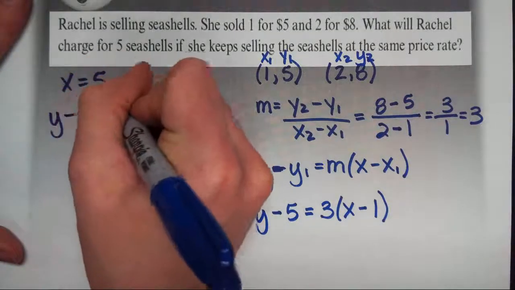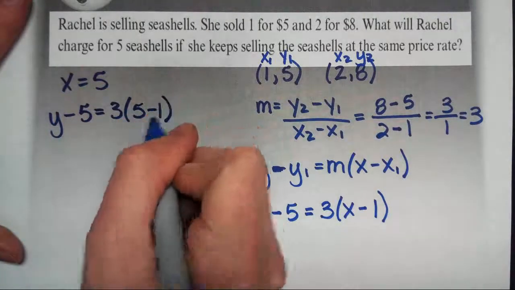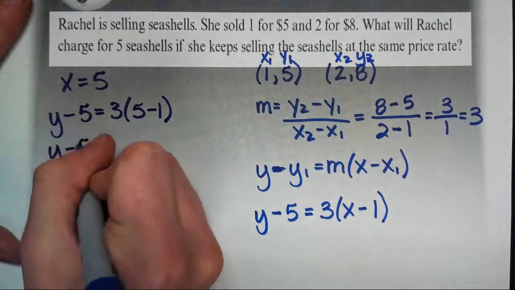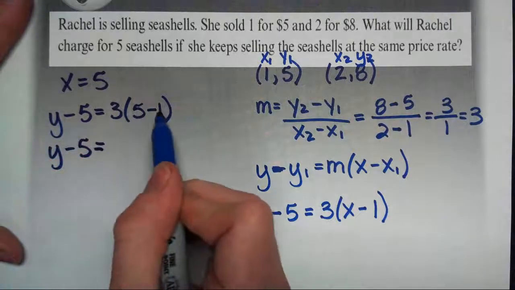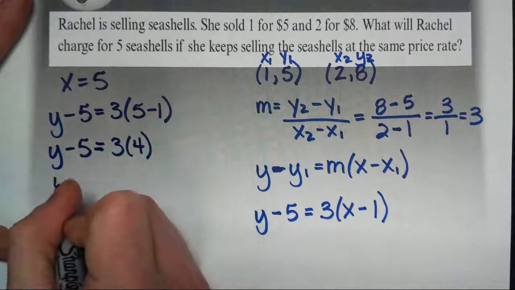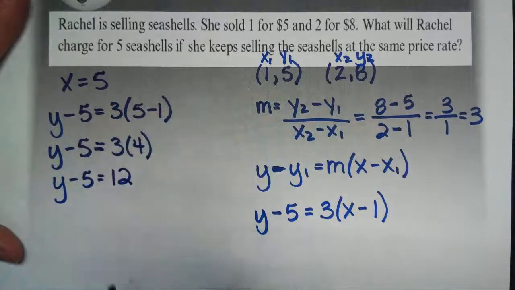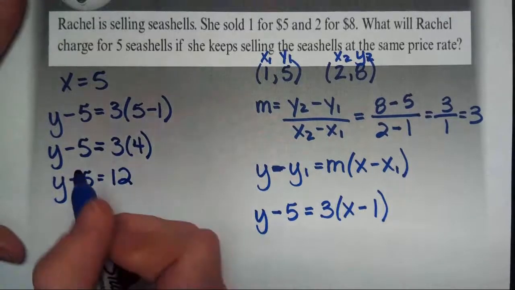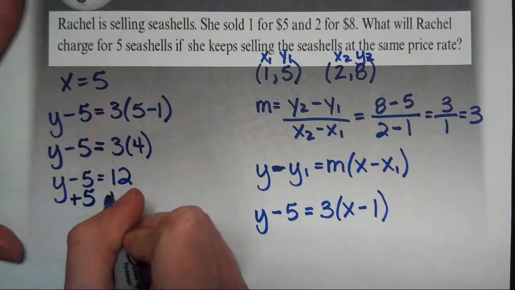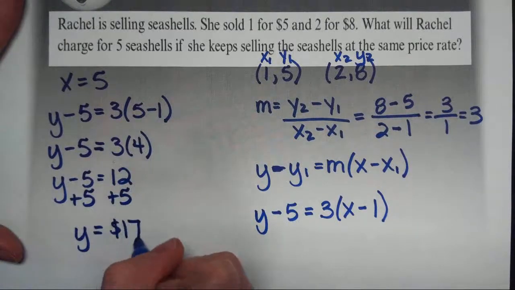Y minus 5 equals 3, and then 5 minus 1. 5 minus 1 is 4, so over here I have 4. 3 times 4 is 12. And then to figure out what y, or my cost, is, all I have to do is add 5 to both sides. So y would equal $17.